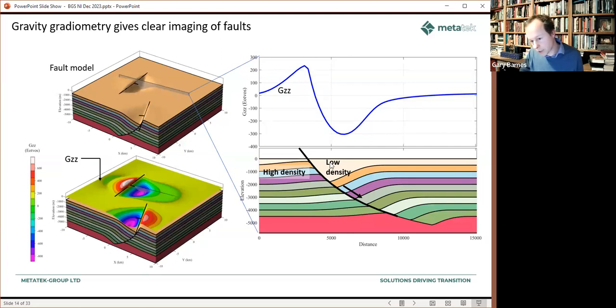On the throw side, these high density rocks have been pushed further down, and on this side they've been pushed further up. So across this fault boundary you get a high density contrast. And it's that density contrast which gives you a signal in gravity. And with the gravity gradient, you get a signal, as we see in this graph here.